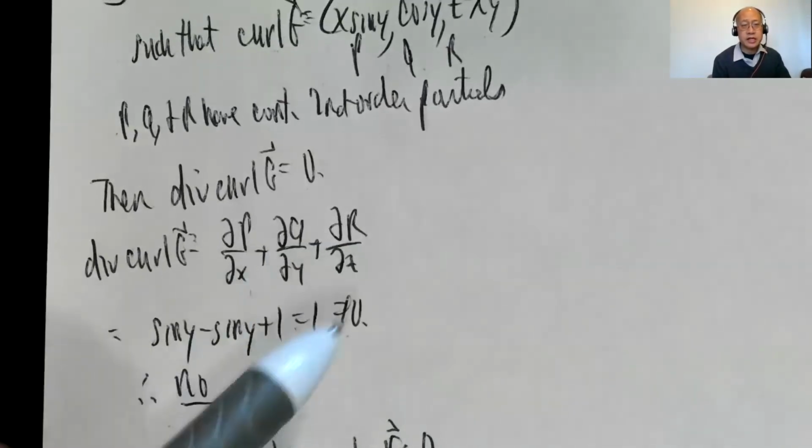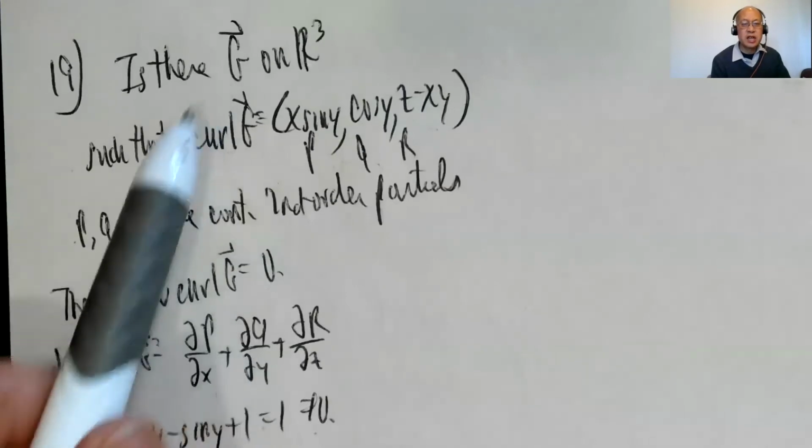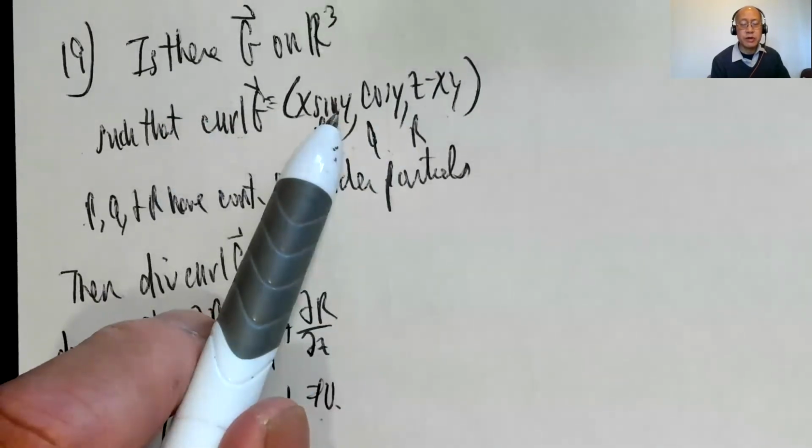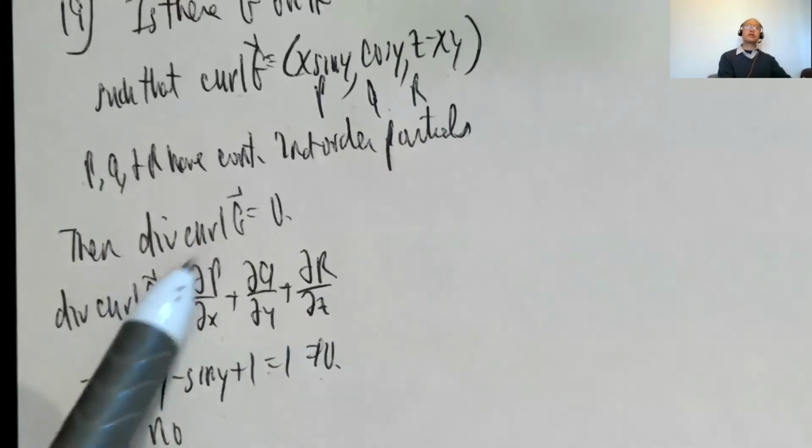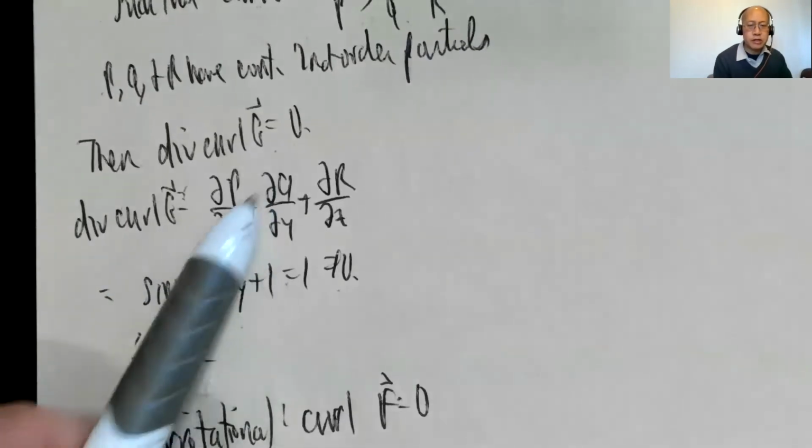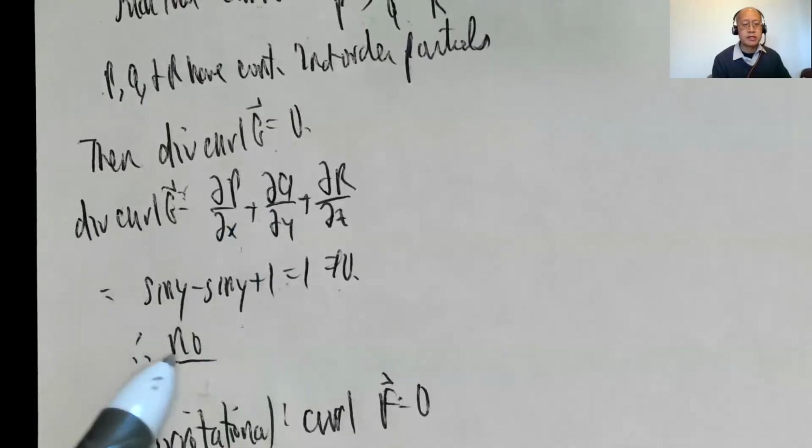So again, the logic is if there is such a g, such that curl g is this, that means we can find an anti-curl, then the divergence of curl g is 0, but the divergence of this thing comes out to be 1, so therefore there is none.